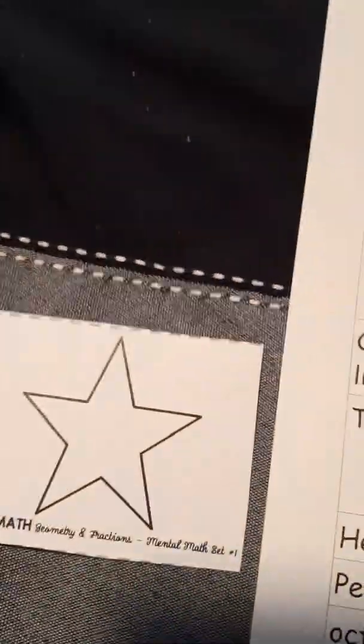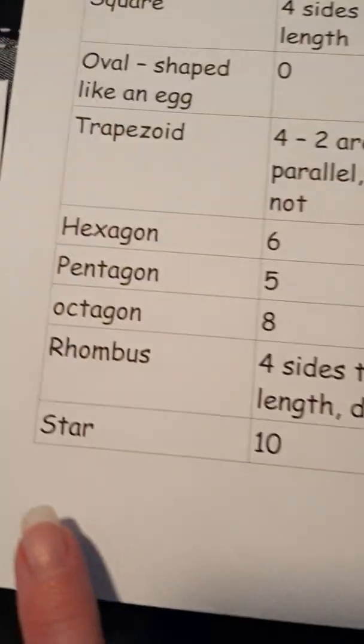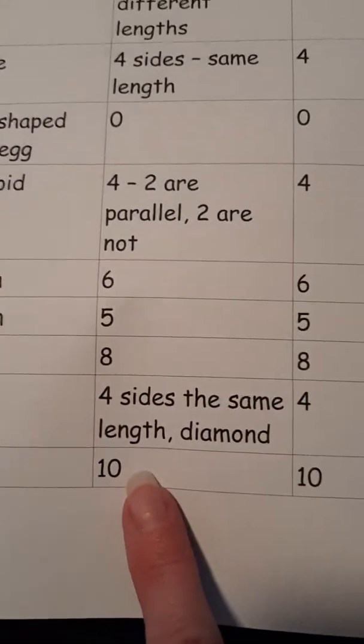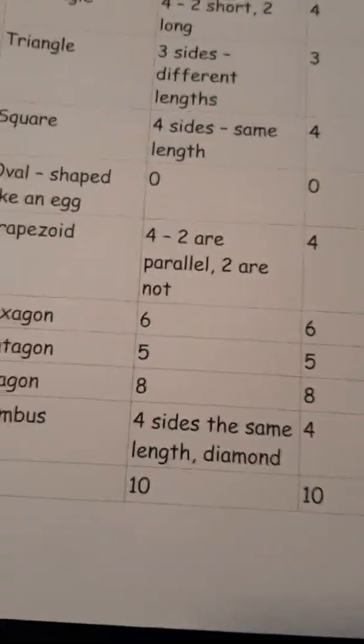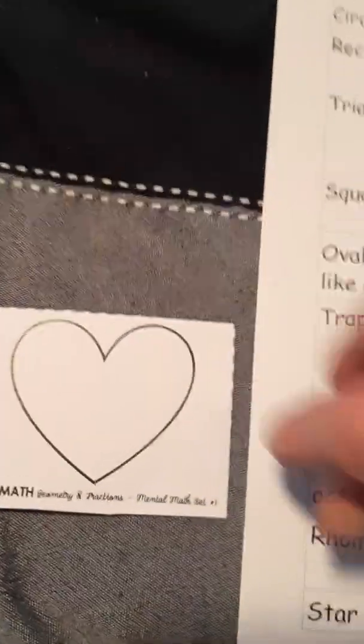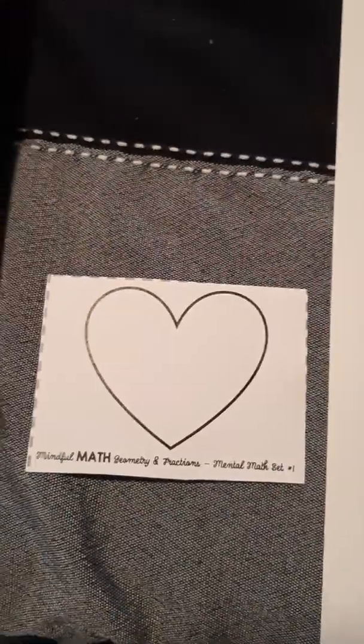And this is obviously a star. That's on my chart too. Star has 10 sides, 10 corners. We didn't talk about this shape, but you know what it is, right? It's a heart.